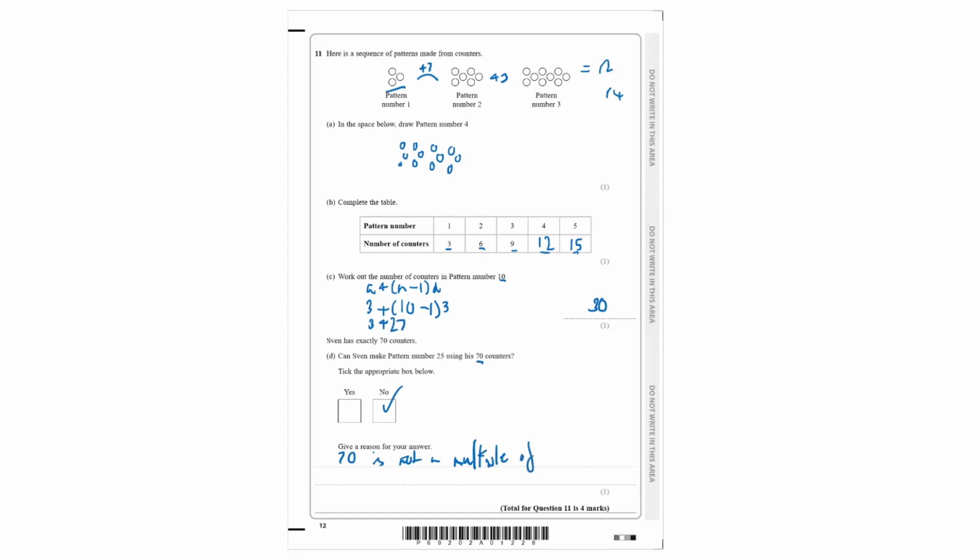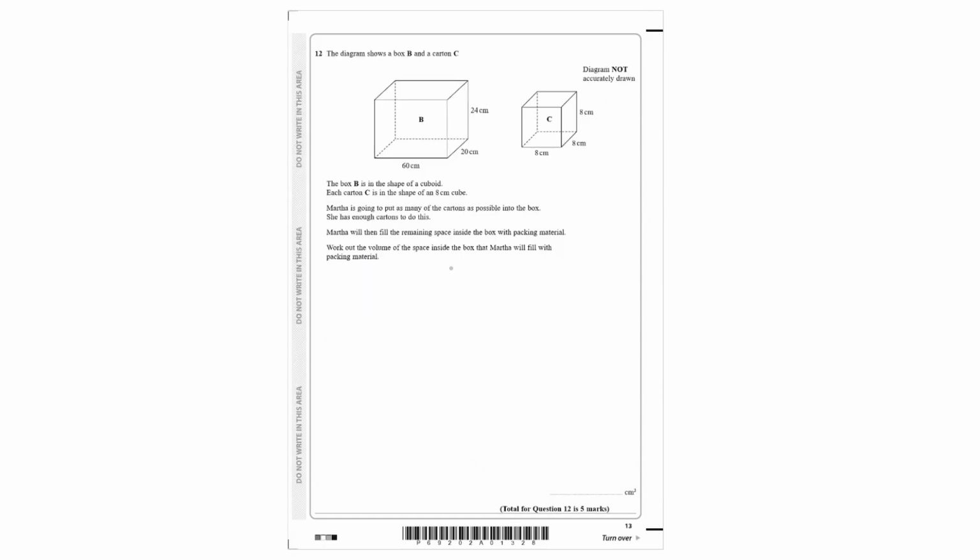of 3. Question 12. The diagram shows a box B and a carton C. The box B is in the shape of a cuboid, while the carton C is in the shape of an 8 by 8 by 8 centimeter cube. Martha is going to put as many cartons as possible into the box, considering she has enough cartons to do this. Martha would then fill the remaining space inside the box with packing material. Work out the volume of space inside the box that Martha will fill in with packing material.